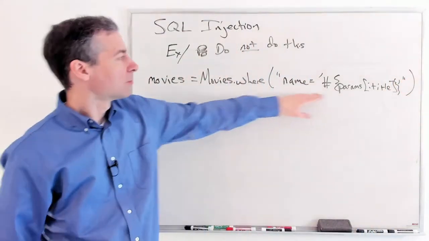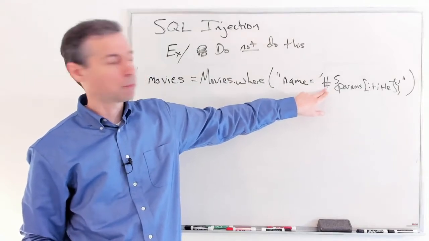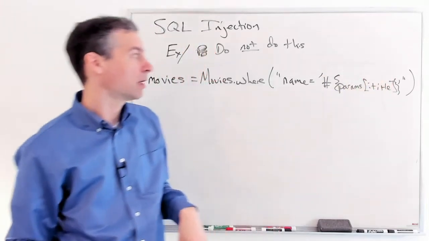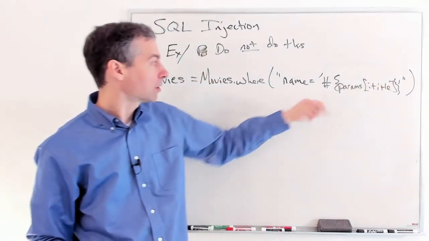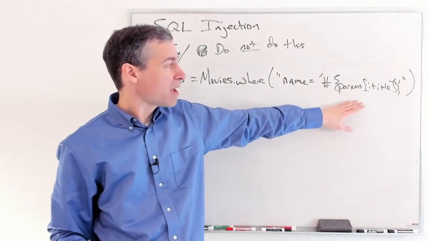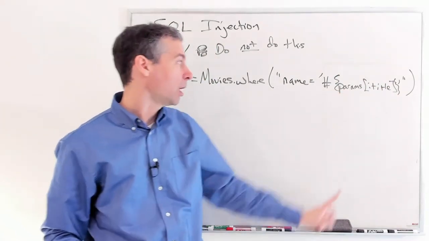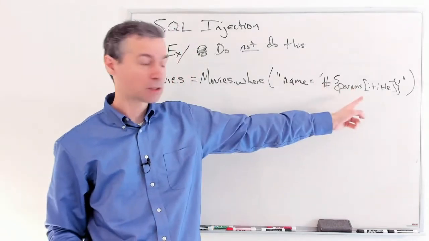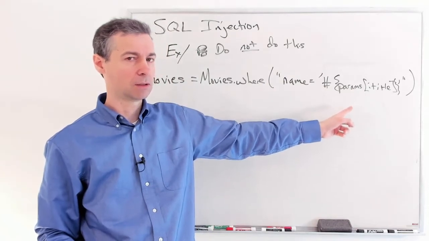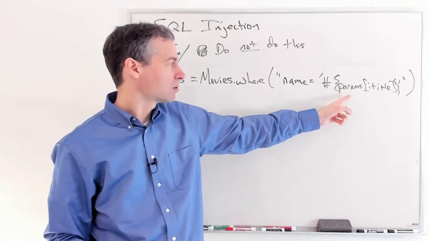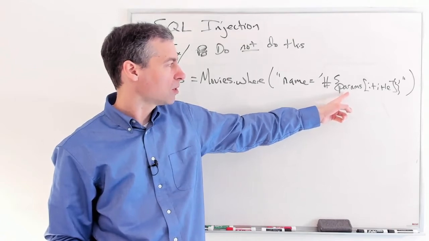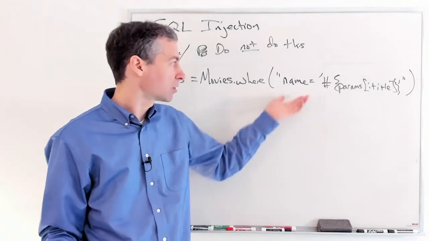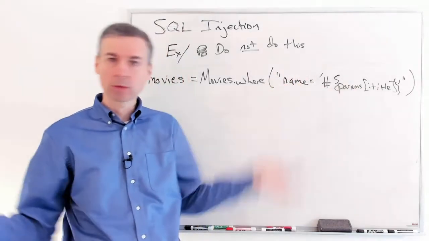If you remember, you've got the pound key or hash mark, and then the curly braces, and that will then allow you to go ahead and string interpolate, okay? So you're taking directly what the user types in here and putting it into your Active Record call. Oh, this doesn't feel good, does it? So if they type in, you know, Star Wars, no problem. You're going to find the movie with a name equal to Star Wars.